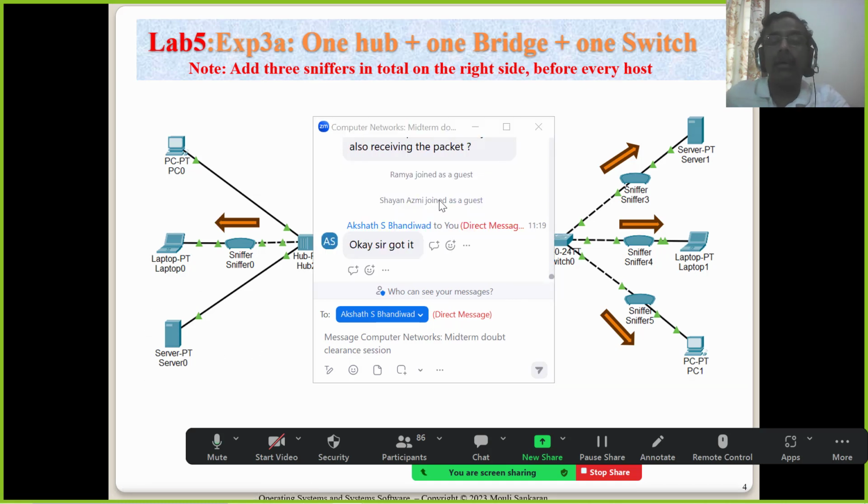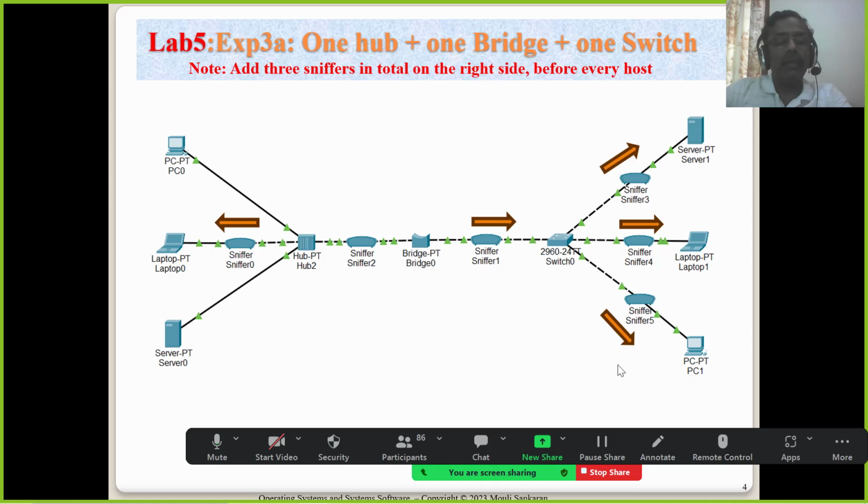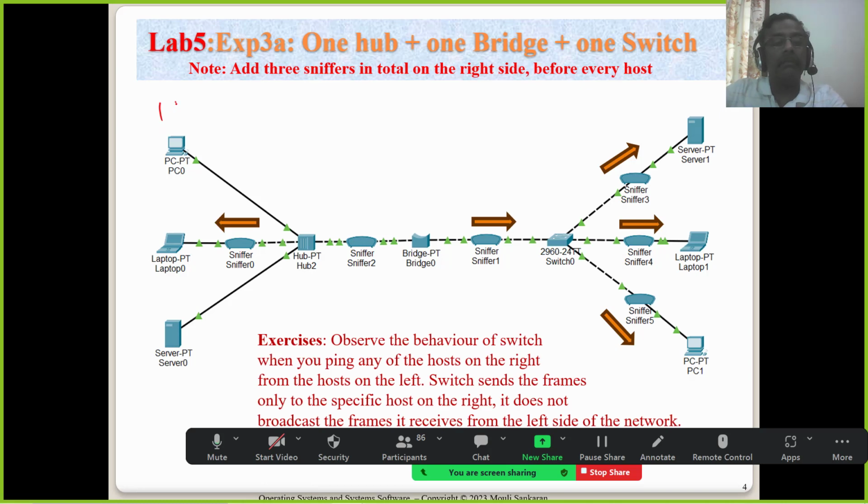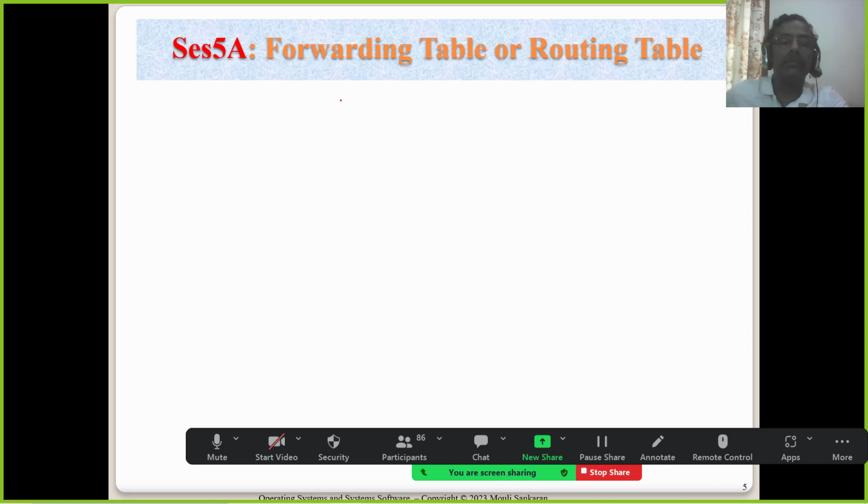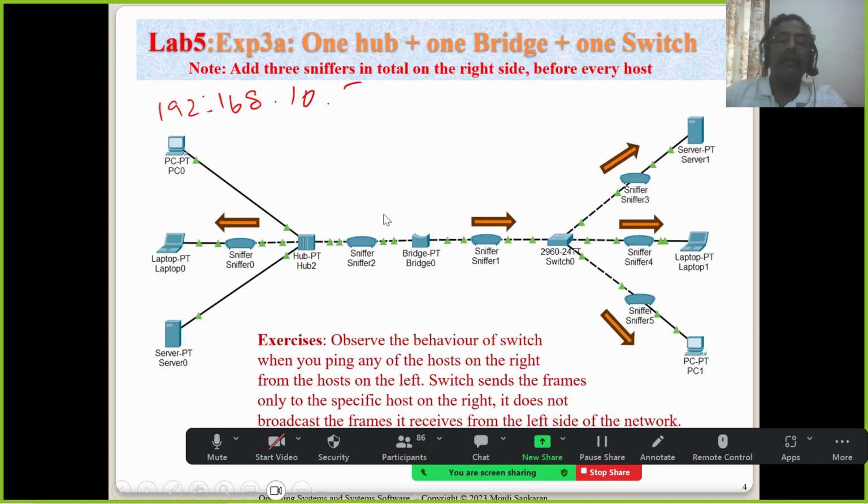Now let me come back. If at all I ask you, this is some IP address, some IP address 168.10.5. You do not have to think twice that everything is going to be 1.8.1.68.10 something.